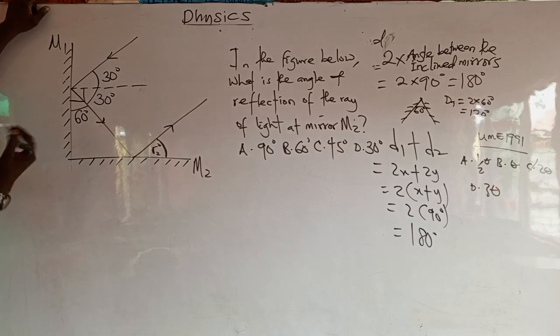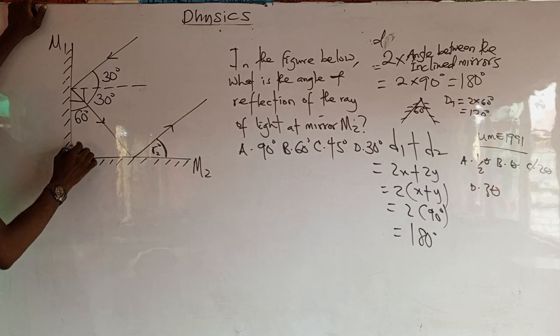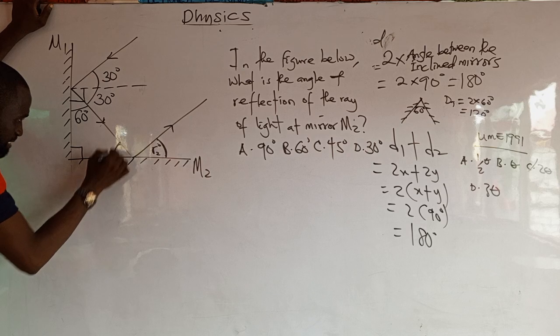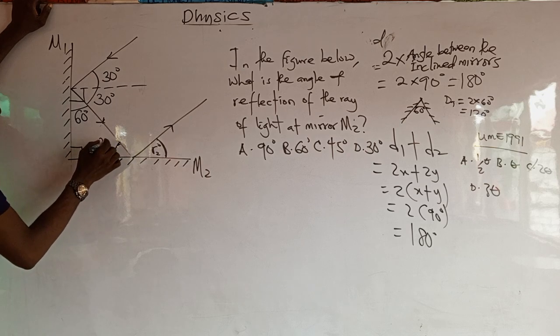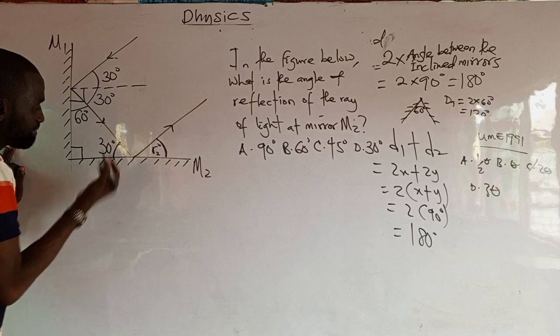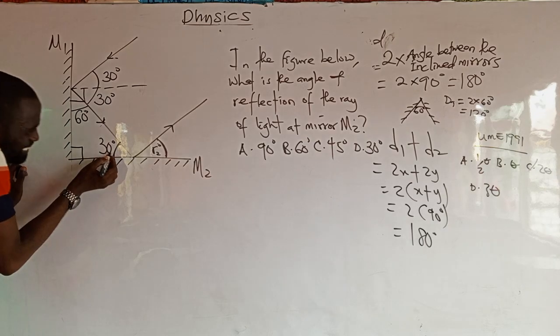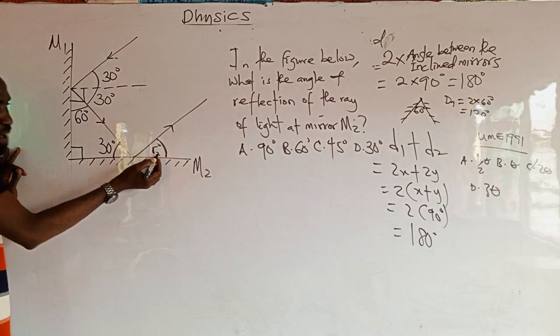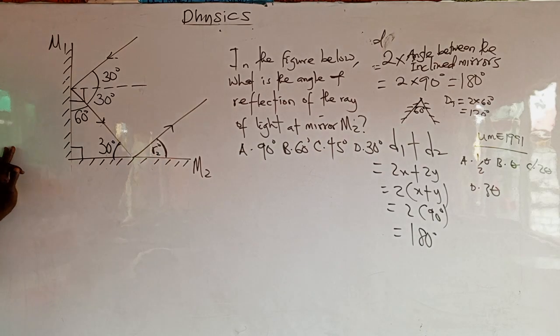Are you with me, class? This place is 90. This one is 60. This one is 90, so what will this place be? 30 degrees. Is that not? This is 30, 60, making 90 here. 30 plus 30 plus this one goes up to 180. So 30 is the glancing angle here, and our R is 30 degrees. But if you can't solve it like that, look at this.